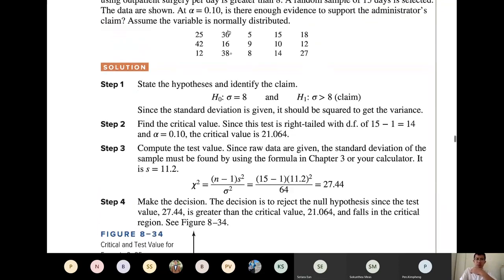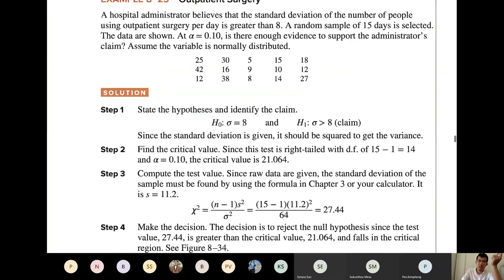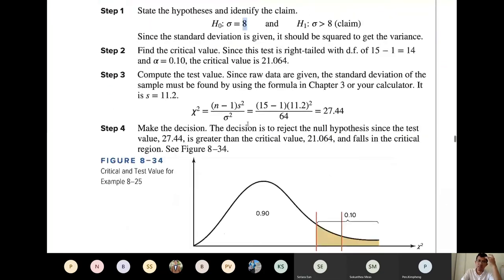Because this is a sample, if you compute the sample variance, you will obtain this, 11.2 squared. This is the sample standard deviation, 11.2, based on this data. And 64 is the square of 8, right? Because the sigma is originally claimed to be 8.